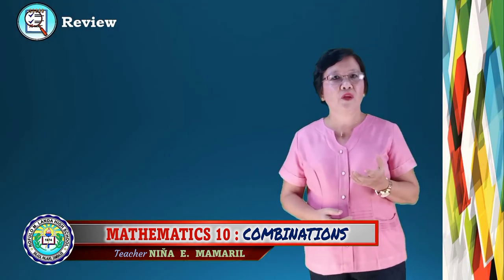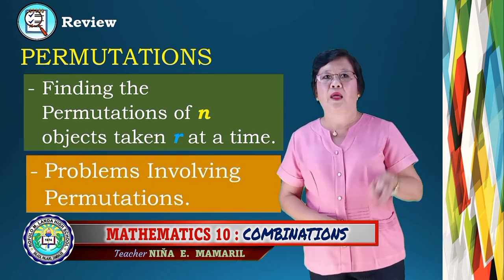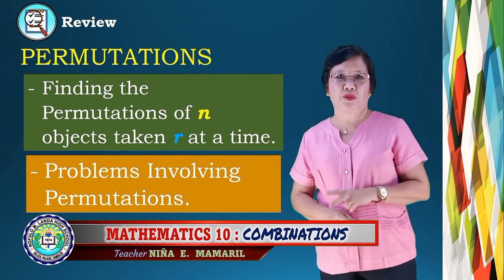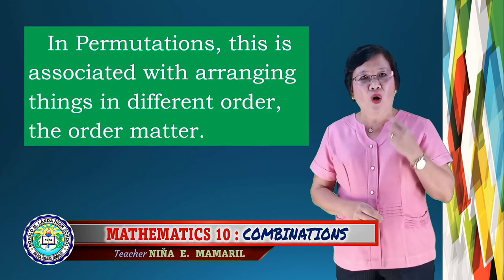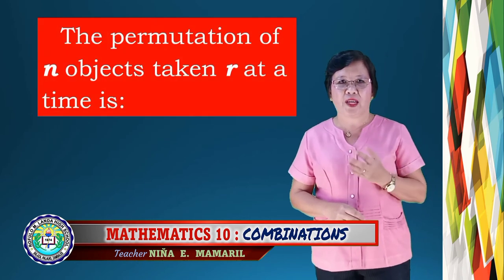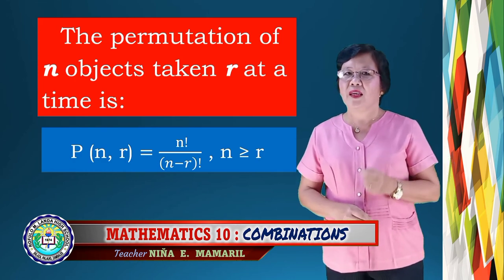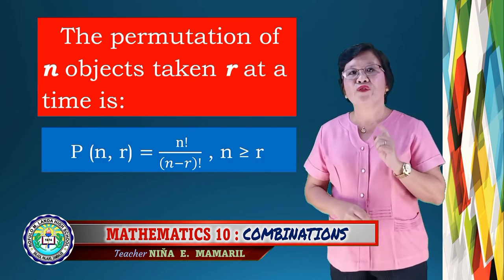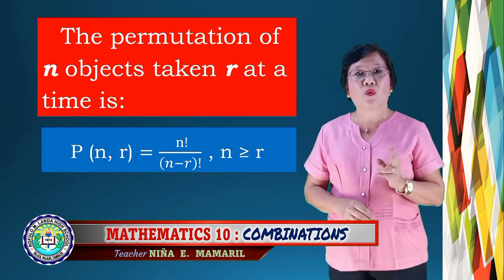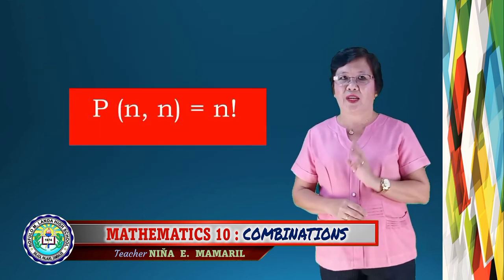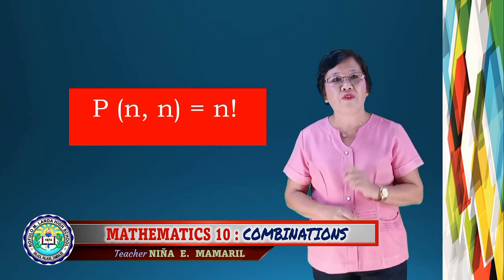So in the previous lesson, you have learned about permutations: finding the permutations of n objects taken r at a time, and problems involving permutations. Permutations are associated with arranging things in different order. The order matters. The permutation of n objects taken r at a time, P(n, r), is equal to n factorial over the quantity n minus r factorial. Remember, n is greater than or equal to r. And the permutation of n objects taken all at a time, P(n, n), is equal to n factorial.